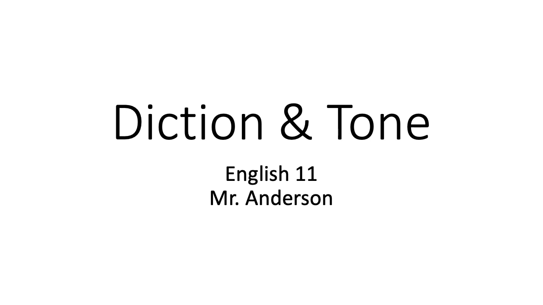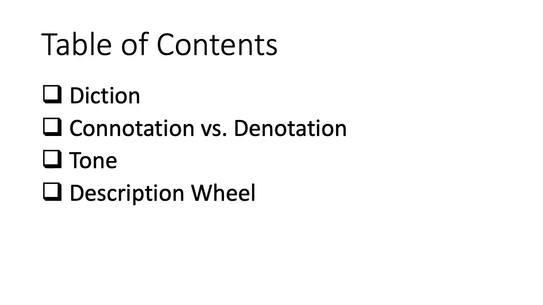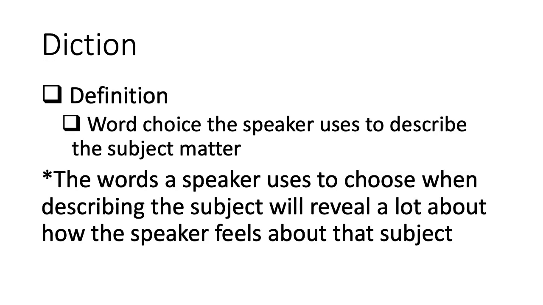Okay, so today we're going to be talking about diction and tone. So, diction and tone. Table of contents for today: we're going to be going over diction first, then looking at connotation versus denotation, which is helpful in understanding diction, looking at tone, and then looking at a description wheel, which I've posted here, but I've also posted in Google Classroom.